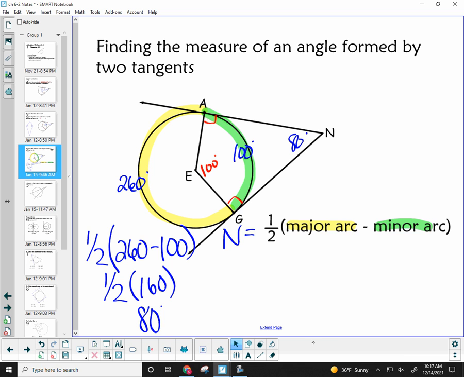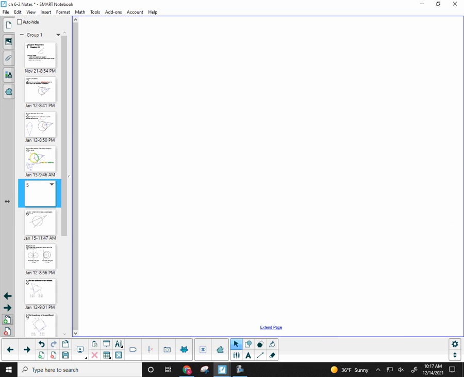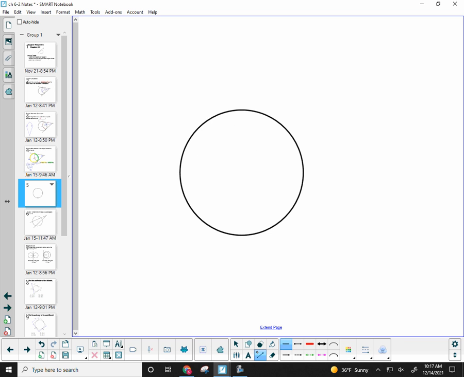So what if I gave you, I'll just do that same problem. So here's my circle, and let's say they gave us two tangent lines. It's not going to be very accurate, but okay. So let's say they have two tangent lines like this, and they tell you that the minor arc is 100 degrees again, and I want to find angle N.